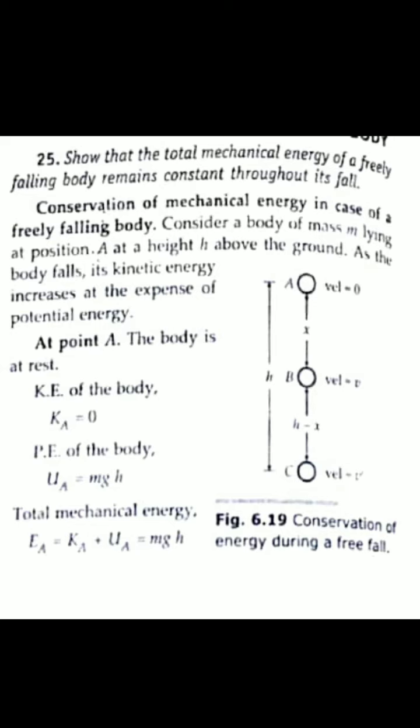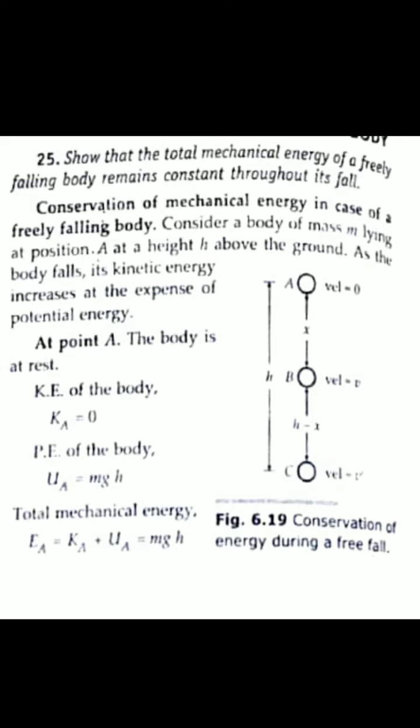In this figure you see that A, B, C are three positions of the body. At height h, that means at point A, the object is situated where its velocity is 0. From point A, the body falls and its kinetic energy increases at the expense of potential energy. First we calculate the mechanical energy at point A, then at point B, then at point C, and we see that at each point the total mechanical energy expression is the same. If it is the same, that means it is conserved.